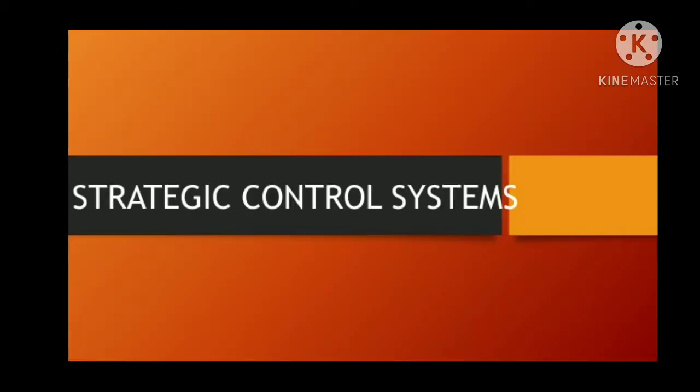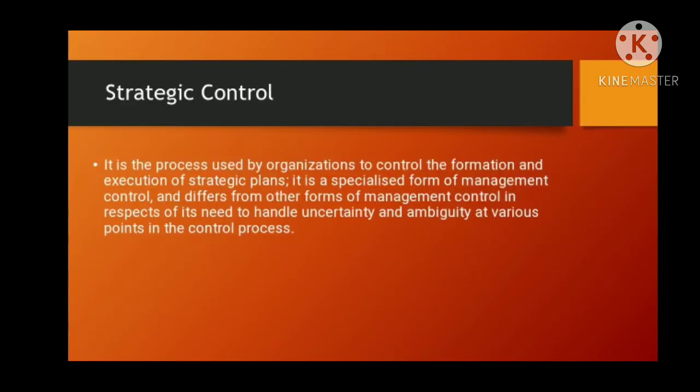Strategic control systems. To be able to assure the accomplishment of the strategic objectives of the company, strategic control systems become necessary. Before we proceed on these systems, we need to define first the strategic control. It is the process used by the organizations to control the formation and execution of strategic plans. It is a specialized form of management control and differs from other forms of management control in respect of its need to handle uncertainty and ambiguity at various points in the control process.